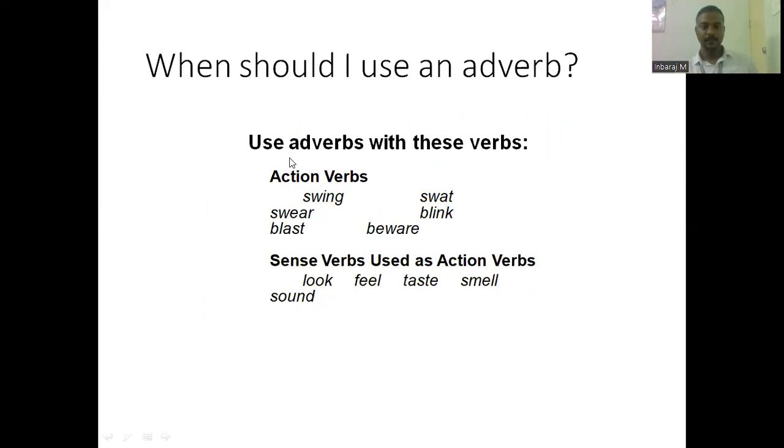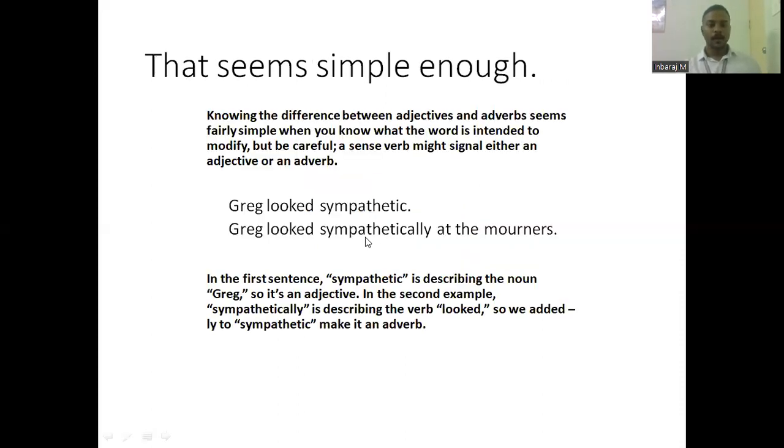So first we'll see this. We can use adverbs with action verbs like swing, swear, blast, beware, blink, swat. And sense verbs, I have already given you the definition of sense verbs, that denote senses: look, feel, taste, smell. You can use adverbs with the sense verbs too. And now you have to be very careful, because you can use adjectives with sense verbs as well as adverbs with sense verbs.